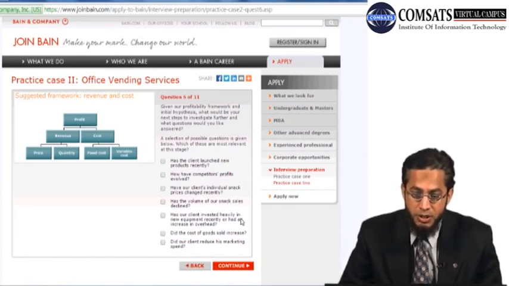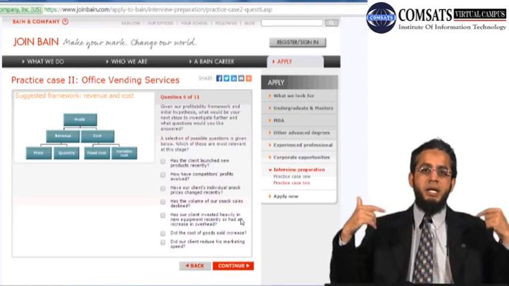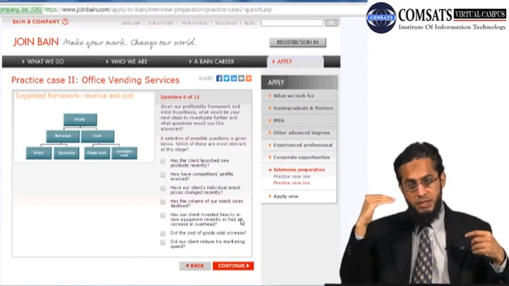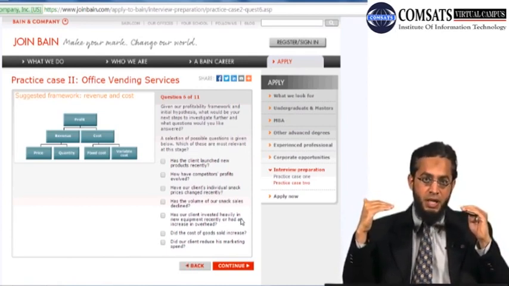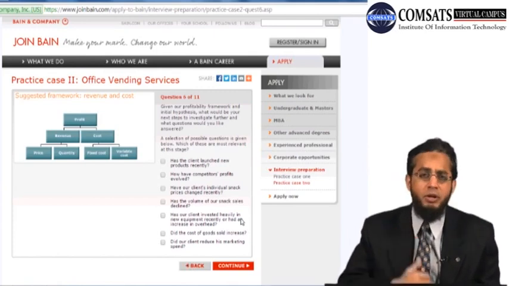Has the client launched new products recently? अब आप देख रहे हैं in the background that the revenues are stagnant. This is what you have assumed. Maybe that is the reason. And the profits are declining because of the fixed cost and variable cost going up. So क्या वजह हो सकती है इसकी?